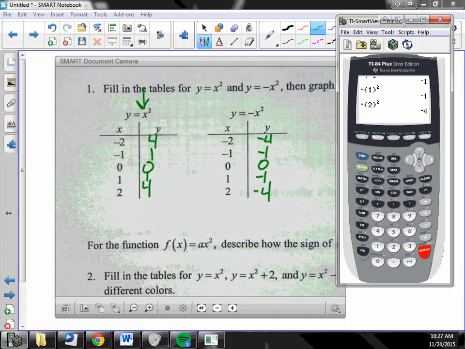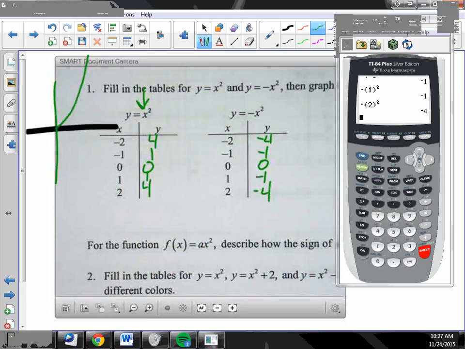So when you graph these, the first one's going to look like this, and the second one's going to look like that. So go ahead and graph that to the right.